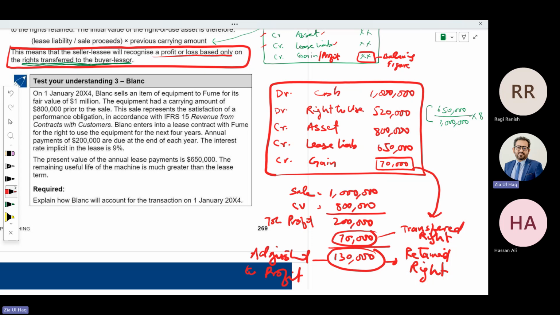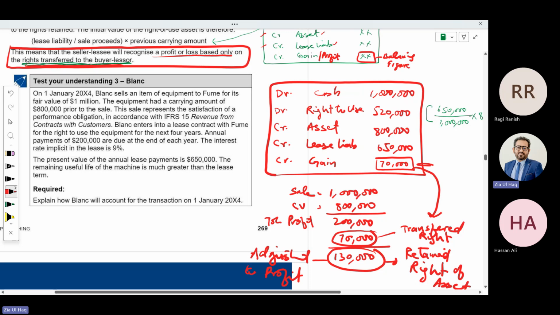So total profit in sale was 200,000. But through sale and leaseback, what profit do we need to record in the financial statement? This is the profit relating to the right transferred to the lessor. The remaining is the retained right, the profit relating to the retained right of the asset. This 70,000 is the profit relating to the transferred right of the asset.